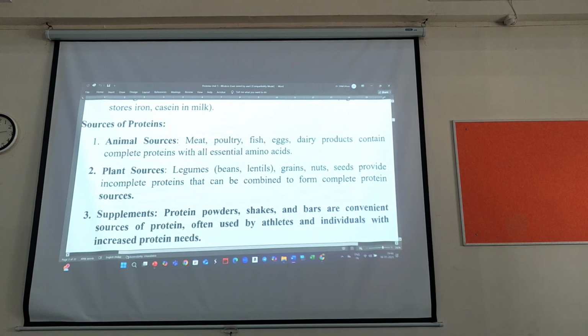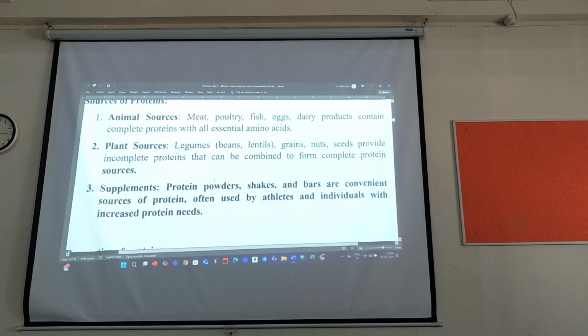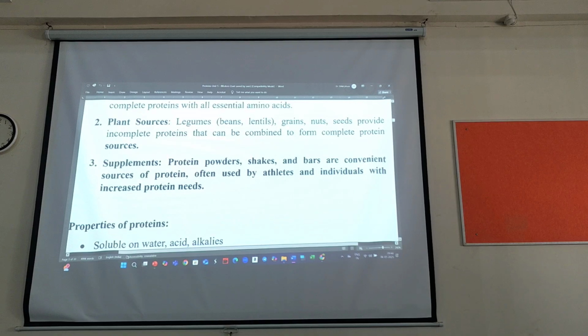So the sources of proteins: those are animal sources, meat, poultry, fish, eggs, dairy products, which contain complete proteins with all essential amino acids. Then the next source is the plant source. Mainly for vegetarians, plant proteins are the source. Those are legumes, meaning beans and lentils. Then grains are there. Nuts and seeds provide incomplete proteins that can be combined to form complete protein sources.